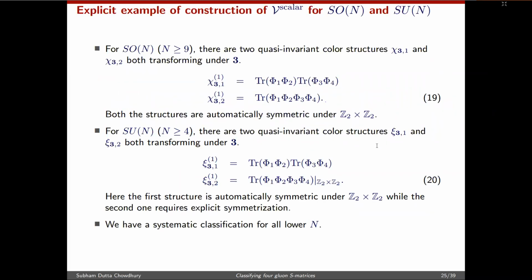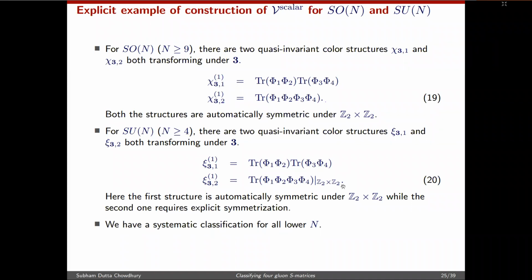So that's a counting problem. How do you explicitly construct your scalar S-matrices? If you take phi to be your gauge group generator, the Lagrangians which generate these are given by this trace phi phi, trace phi phi. And then for SO(N), the second one is also given by this.